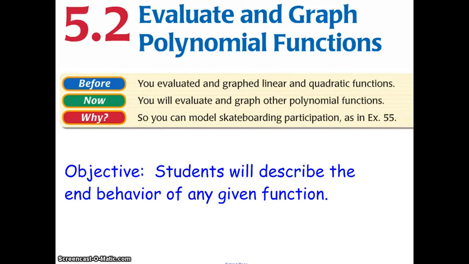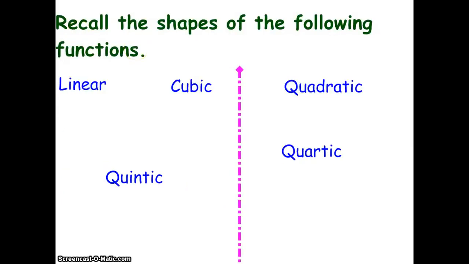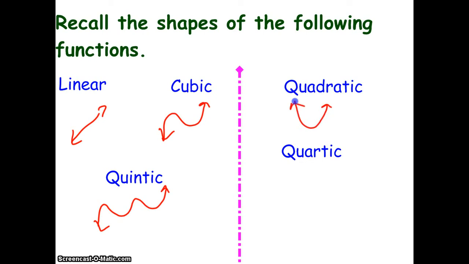Okay, so if we could recall the shapes of yesterday, if you look on the left side of the whiteboard, I have linear, remember that was a straight line, a cubic, a quintic, and a quadratic is a parabola, and a quartic.